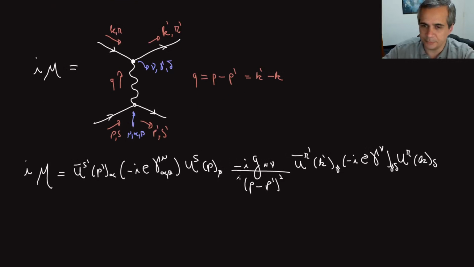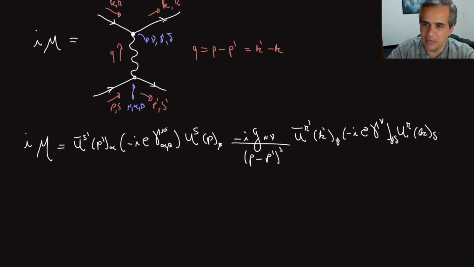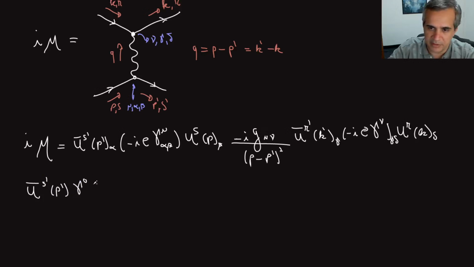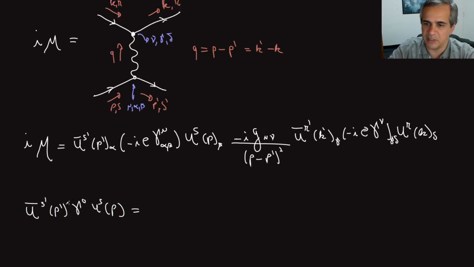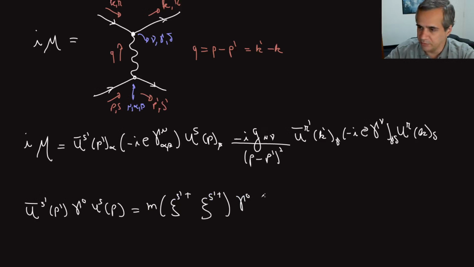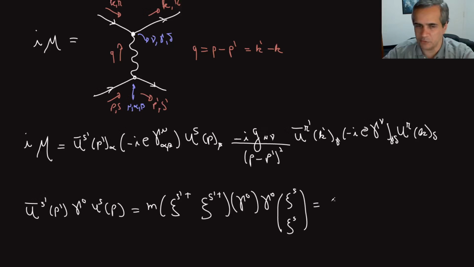Now I have to take the non-relativistic limit again. Very, very little changes because I have this gamma in the middle, but if you look at it, this is u bar S prime, P prime, gamma 0, u S P, which again, if I use the non-relativistic limit for these, will be m psi S prime dagger, gamma 0, I have an extra gamma 0 here, psi S. In this case, gamma 0 squared is 1, so this is 2m delta S prime S. So at least for the index 0 here, nothing changes.